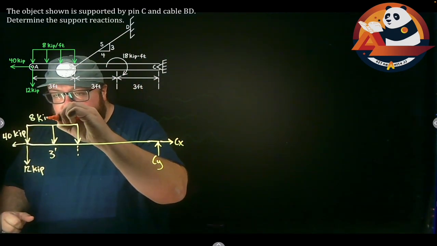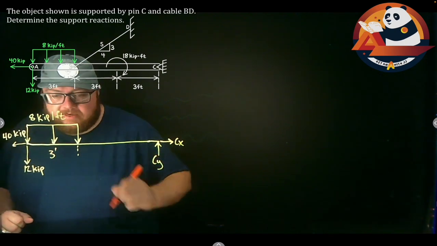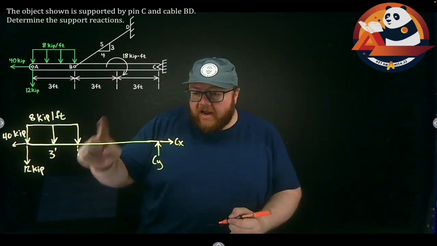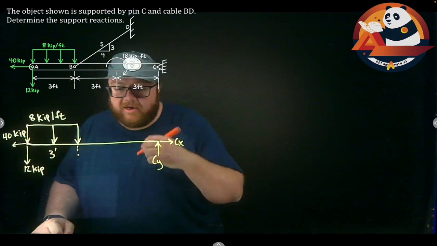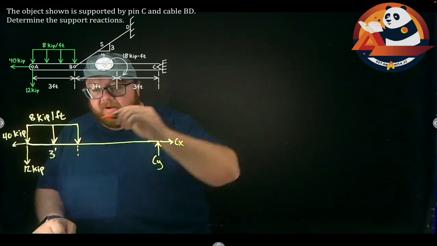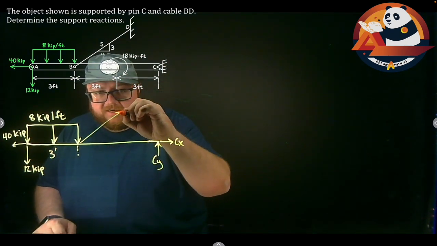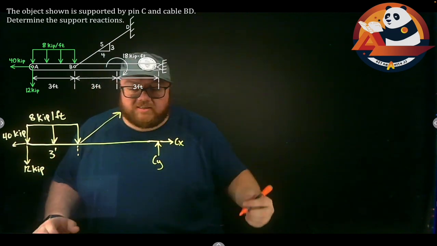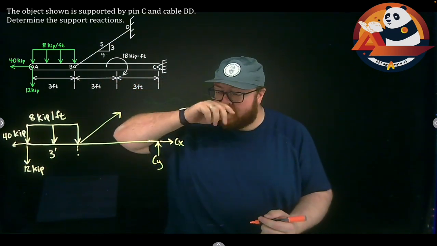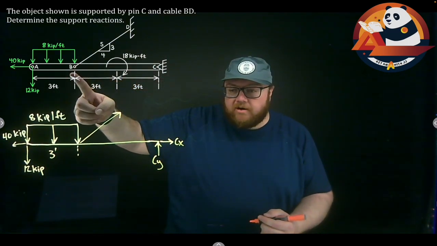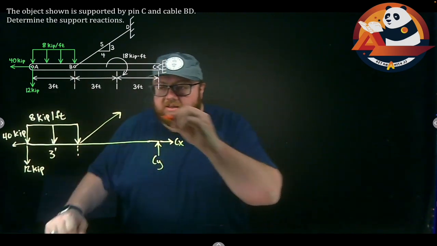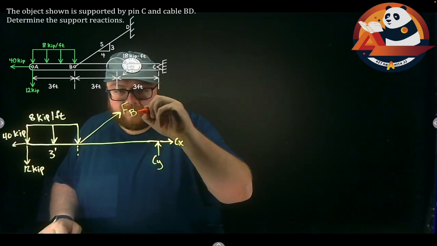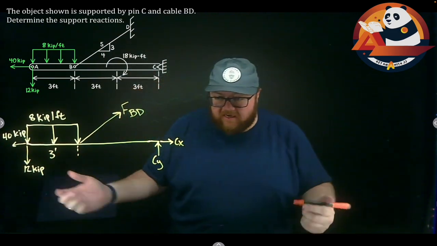8 kips per foot. At point B, I hit my cable, BD. I should assume it's in tension, so going away from my free body diagram, going up and to the right. Cables are always in tension. Don't forget that now that we're hitting this point. We can call that member or cable FBD.